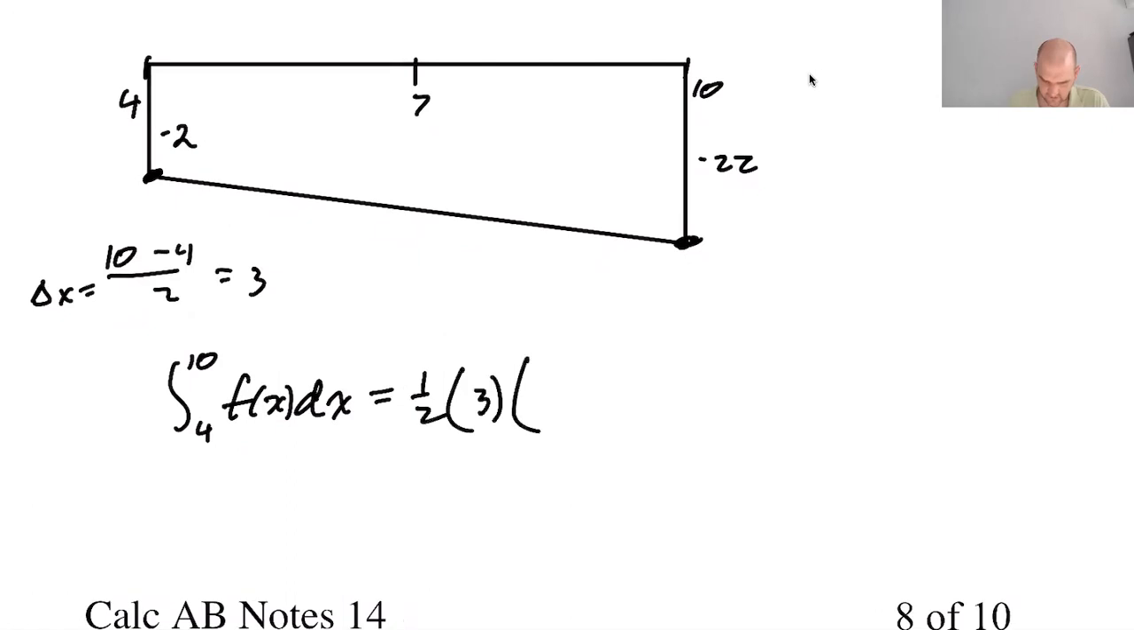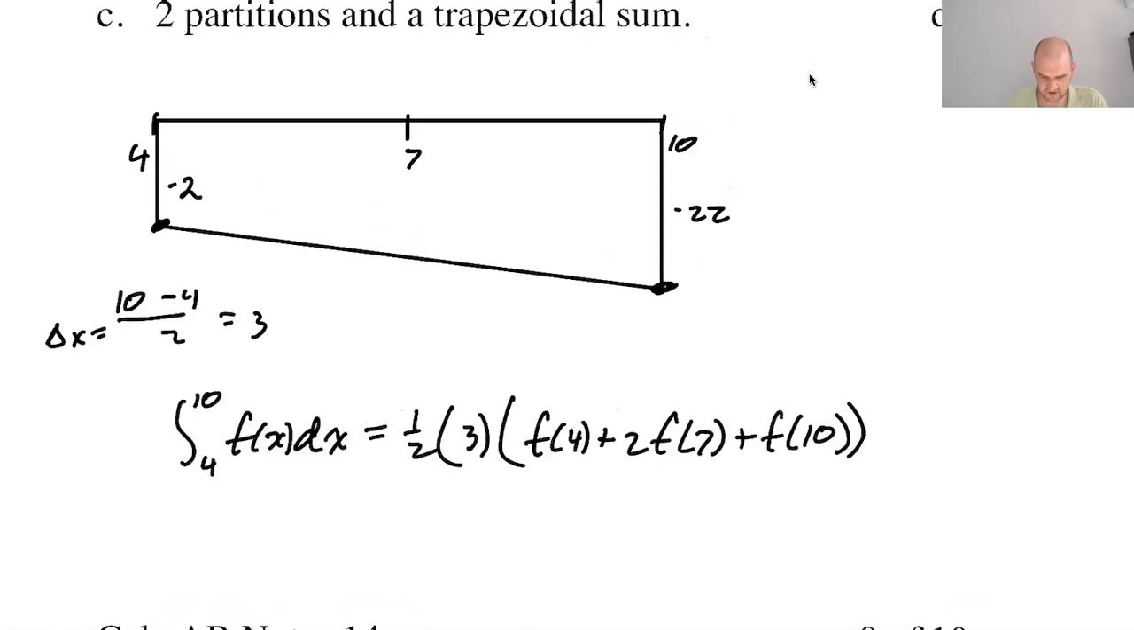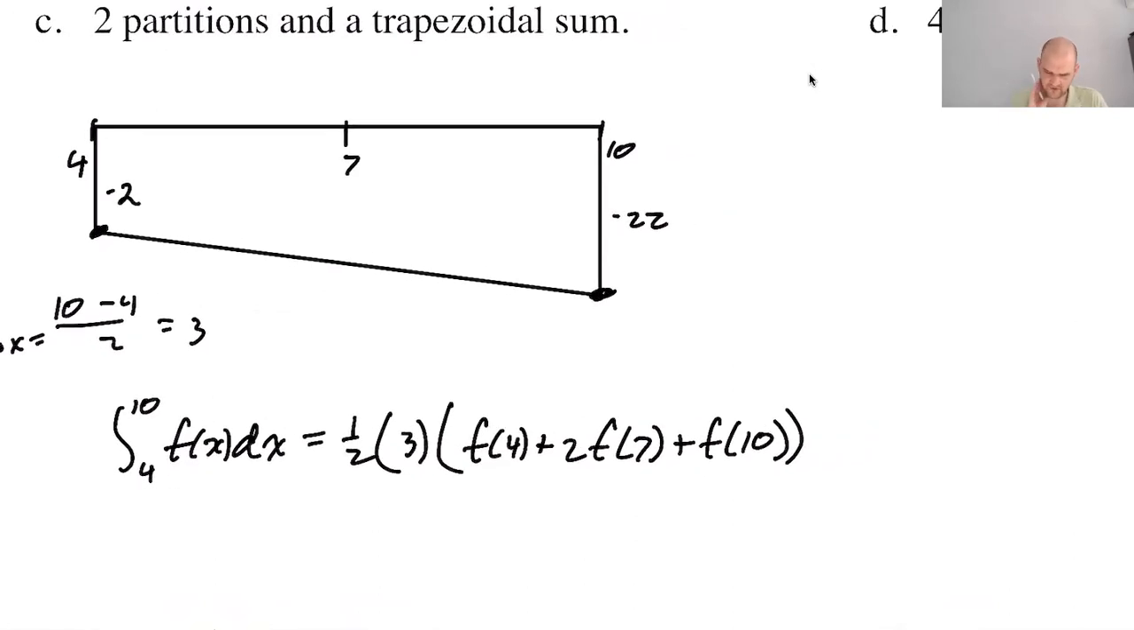f of 3, and then we do f of 4, we do 2 f of 7s, and we're gonna do only 1 f of 10. But we know what we're gonna get, sort of. I mean, we know we can calculate it. It's 1/2 times 6 times negative 44. Where am I getting that?